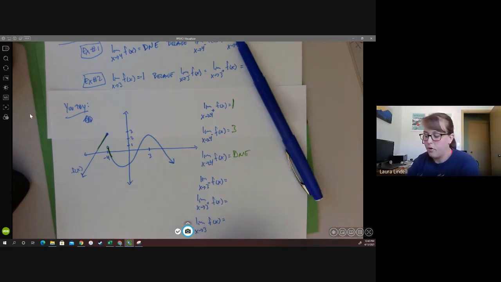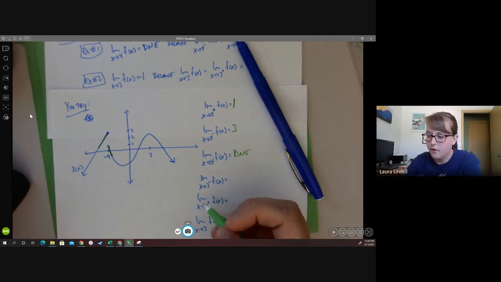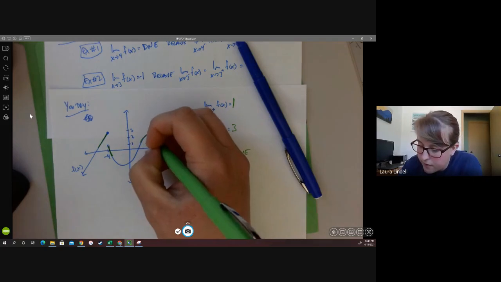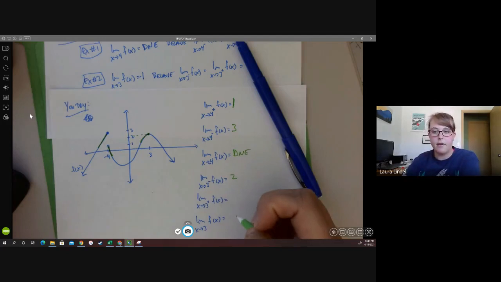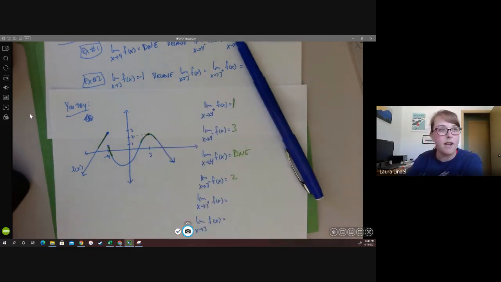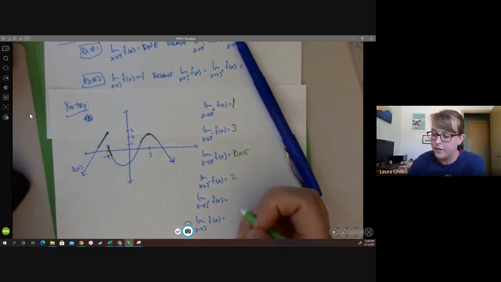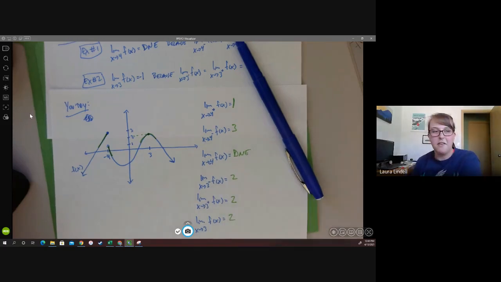All right. What about the limit as x goes to 3 from the left-hand side? Yeah, 2. Because from the left-hand side, looks like about 2. How about from the right-hand side? Also 2. Yeah, this one's continuous here. So the right and left-hand side should be the same limit if it's continuous. And then overall, also 2.